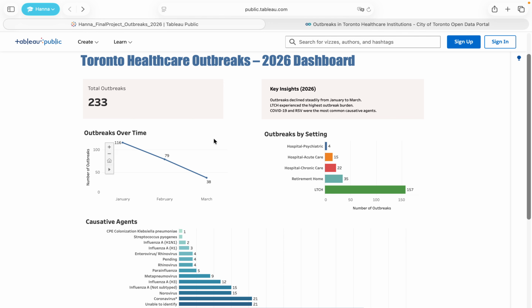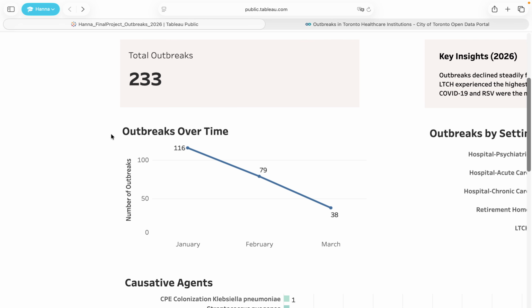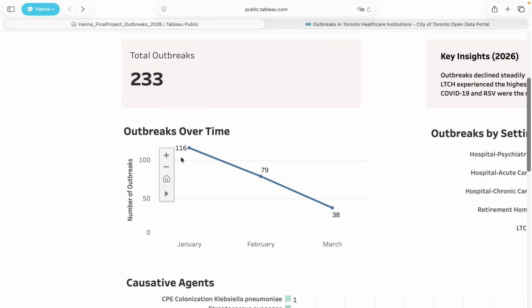So starting with the first visualization, this line chart shows the number of outbreaks reported between January and March of 2026. One of the most noticeable patterns here is that January has the highest number of outbreaks, followed by a drop in February and further decreases in March. This suggests that outbreak activity was more concentrated early in the year. This aligns well with typical winter respiratory virus patterns.